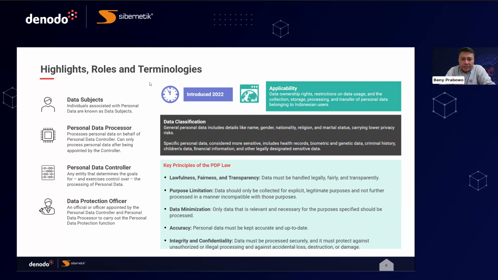The PDP law also introduced data classification. This is one of the important things about data. General personal data includes things like name and religion, while specific personal data, such as health records or financial information, is considered more sensitive and requires strong protection. At the core of the law are main principles. The data must be processed lawfully and fairly for a specific purpose, in a minimal amount, accurately, and with strong safeguards in place to prevent misuse or loss.